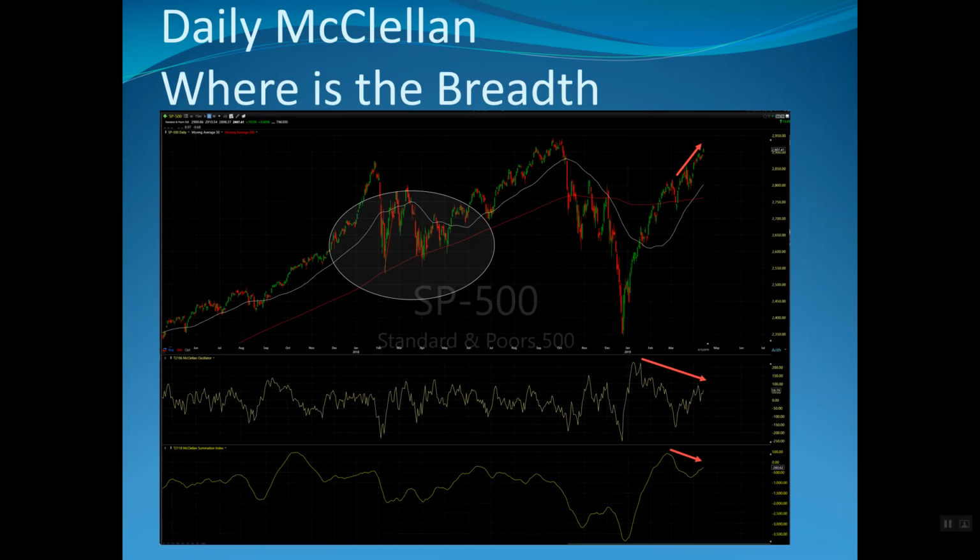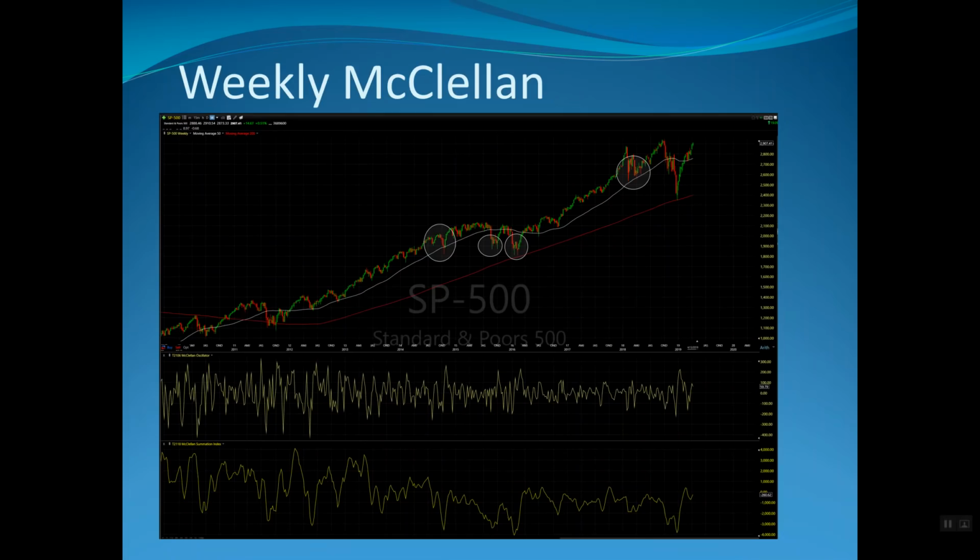Now this might be concerning because the daily McClellan keeps getting higher, and both the oscillator and the summation index are lagging. So there is a divergence there, and that might be one shaky leg holding up this market, but we'll wait and see.